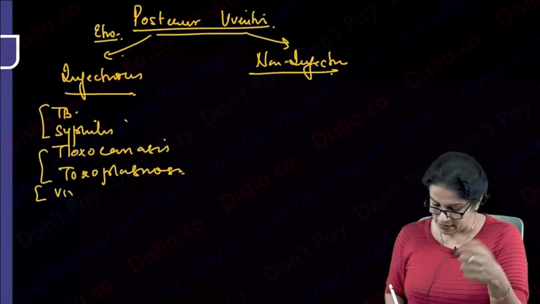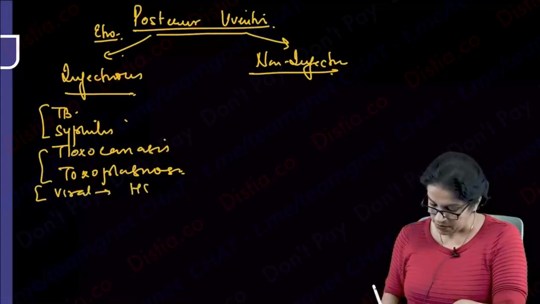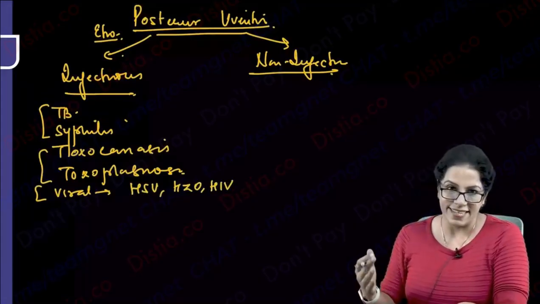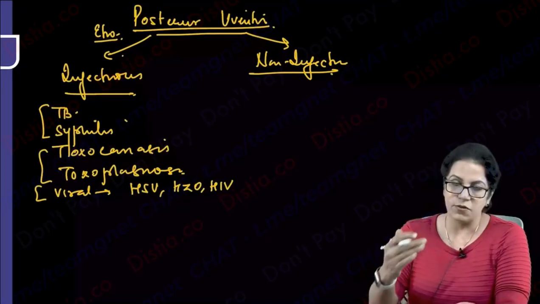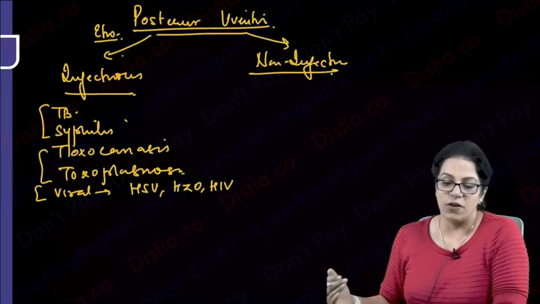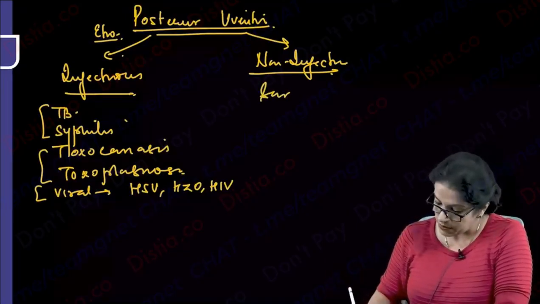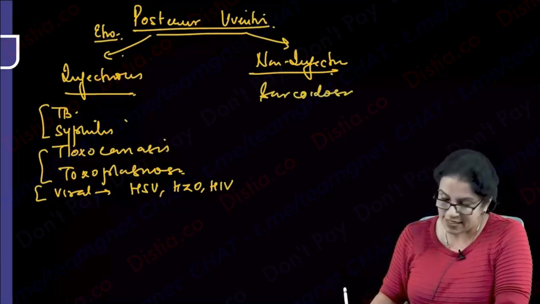Under viral we will learn herpes simplex, herpes zoster, and your HIV. I think this is easier. So this way if you learn and think, you know these are the infectious causes. And non-infectious, very important of course, is sarcoidosis, which is also causing panuveitis.